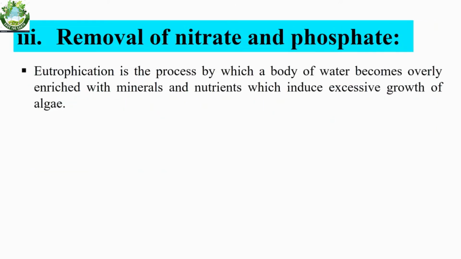So by reverse osmosis, we can remove dissolved solids like sodium chloride and microbial cells. Next, the removal of nitrate and phosphate. Nitrate and phosphate must be removed before discharging the water into the river. Why? Because these nitrate and phosphate cause eutrophication.